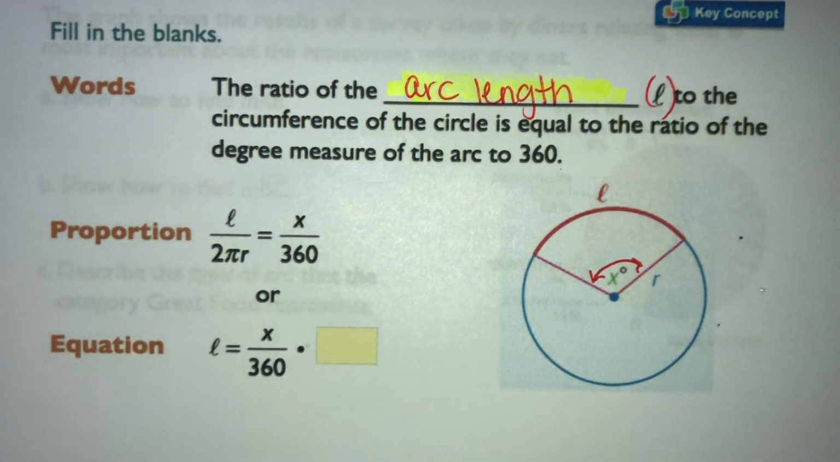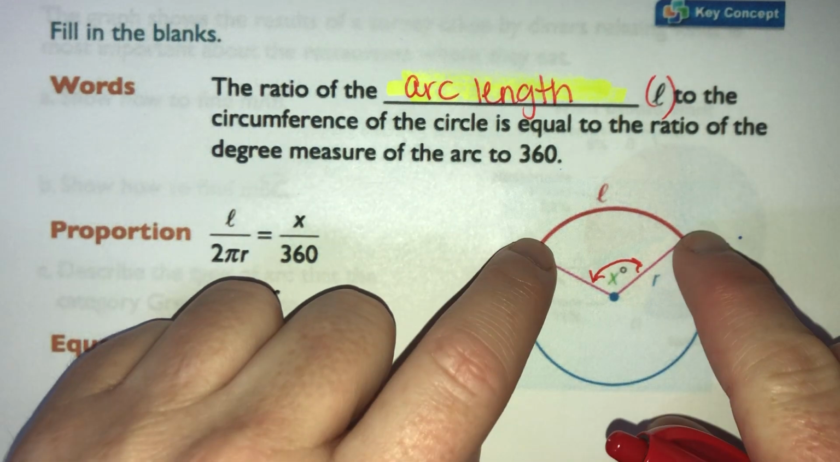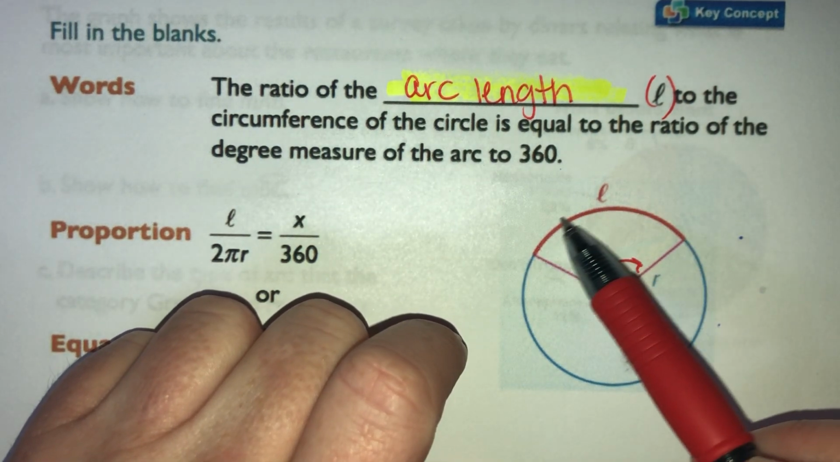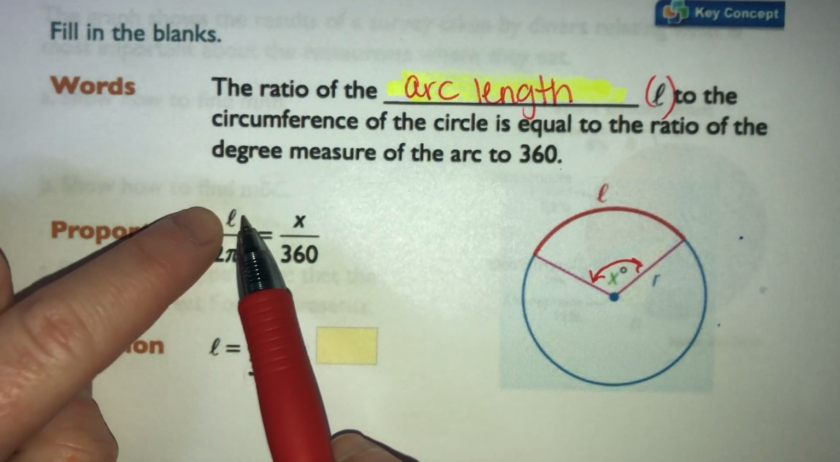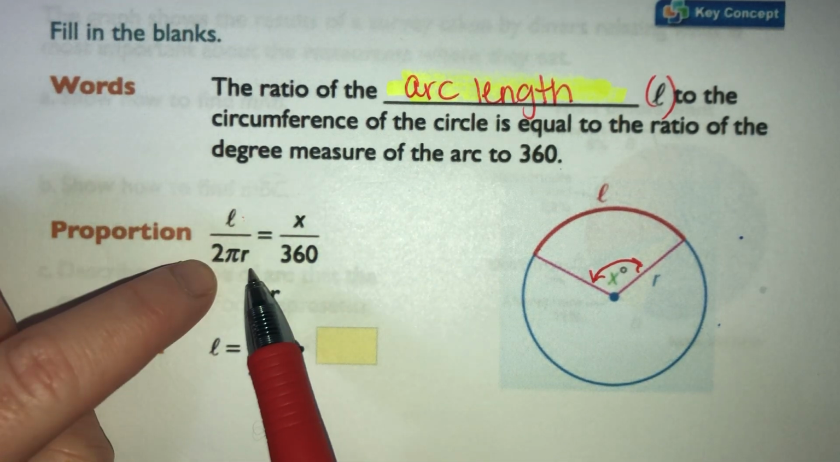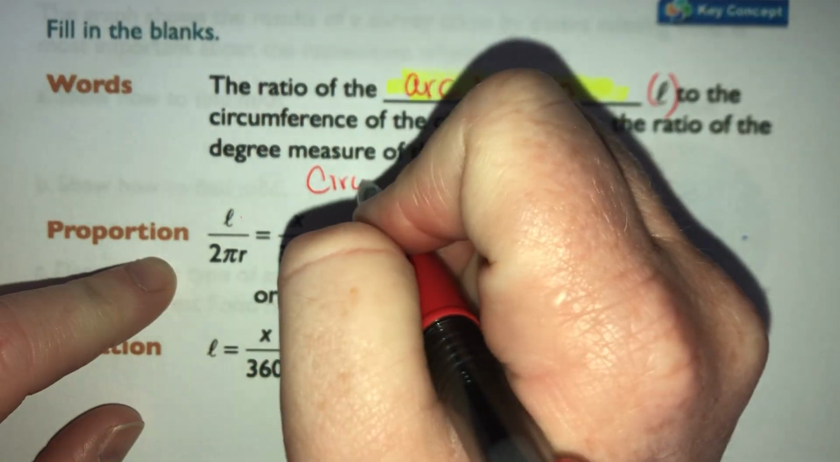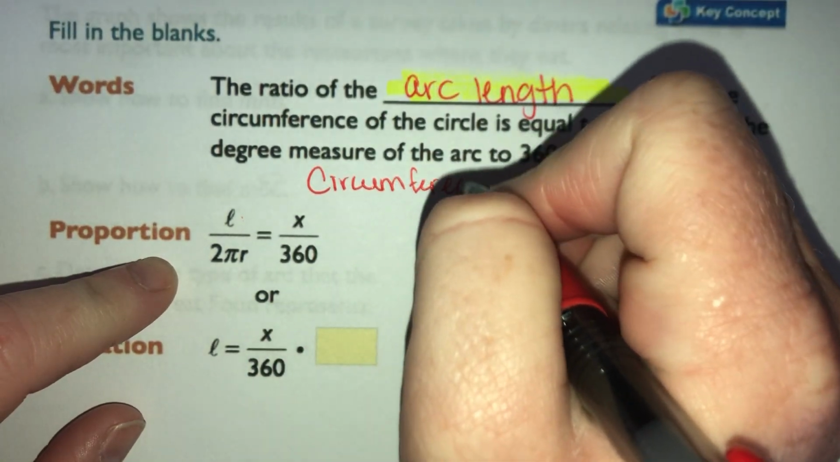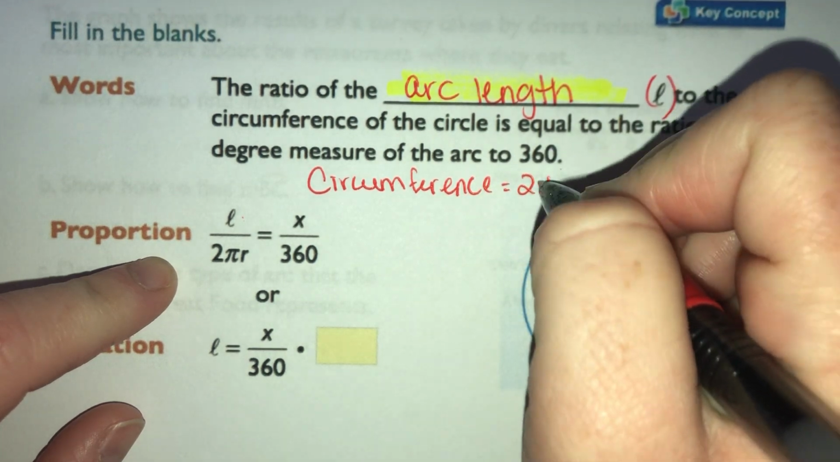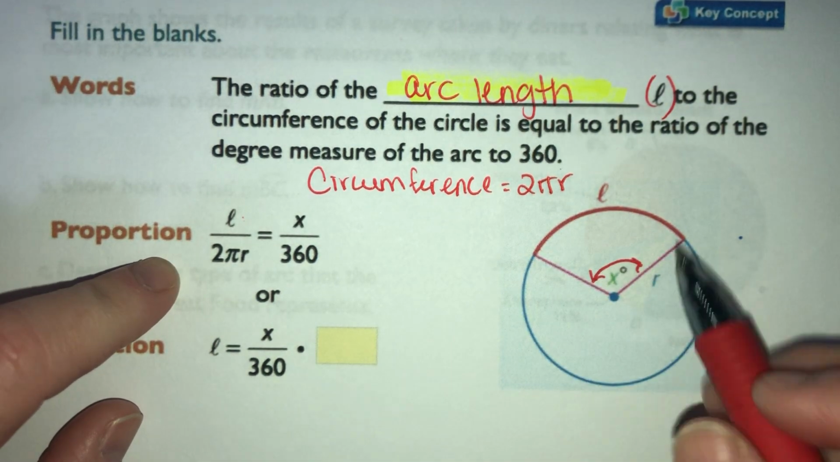So we're writing two ratios here. One's referring to degrees, the arc measure or the central angle measure, and one's referring to the length. So either the length or the distance around the full circle, or just the length of our portion of the circle in our arc. Okay, so the length of our arc compared to the full circle circumference, which is 2 pi r. Remember, circumference equals 2 pi r. That's all the way around the full circle.